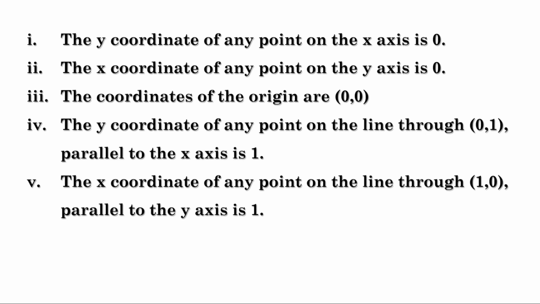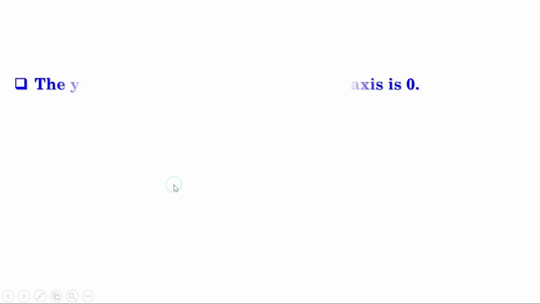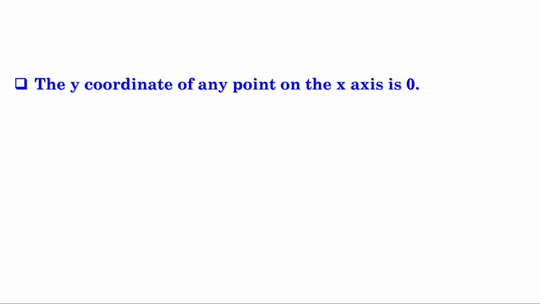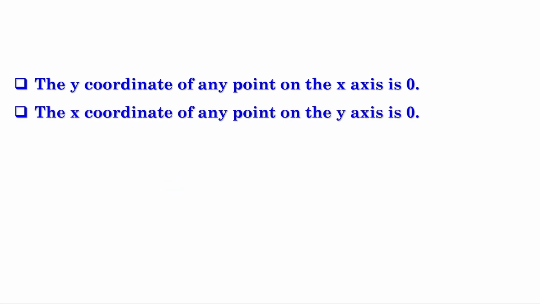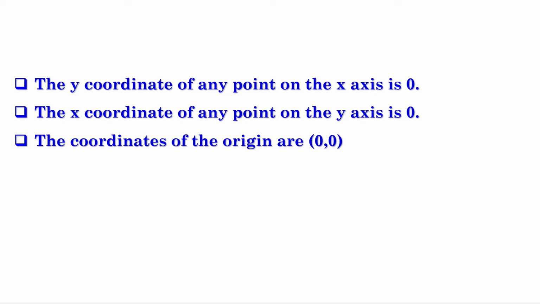Now let us recall what we have learned today. We have seen that the coordinates need not be whole numbers always. They can be fractions, decimals, irrational numbers, and any number. We have also seen that the y-coordinate of any point on the x-axis is 0 and the x-coordinate of any point on the y-axis is 0. We have also learned the coordinates of the origin are 0, 0.